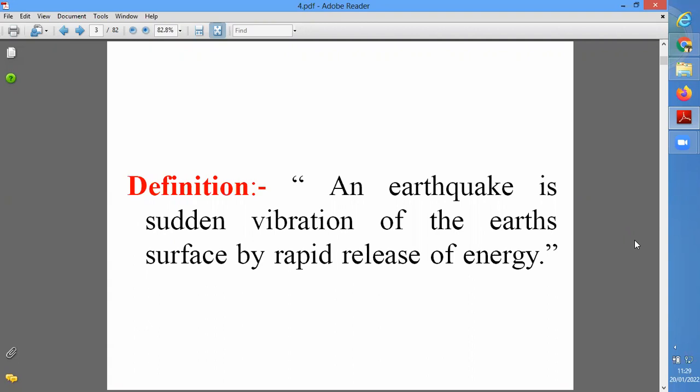Such a phenomenon applies to the earth surface or inside the earth. The energy is stored in huge quantity, and when it gets a way to release from fractures, joints, or fault planes, that energy will be suddenly released. Due to that release of energy, the earth surface gets vibrated, and that vibration we can consider as an earthquake. Okay, so this is the meaning of the earthquake.